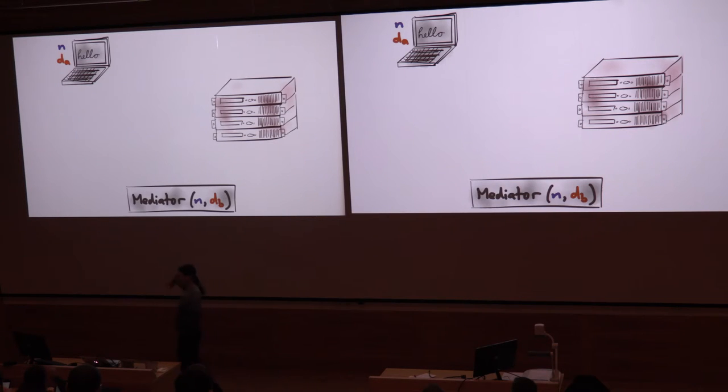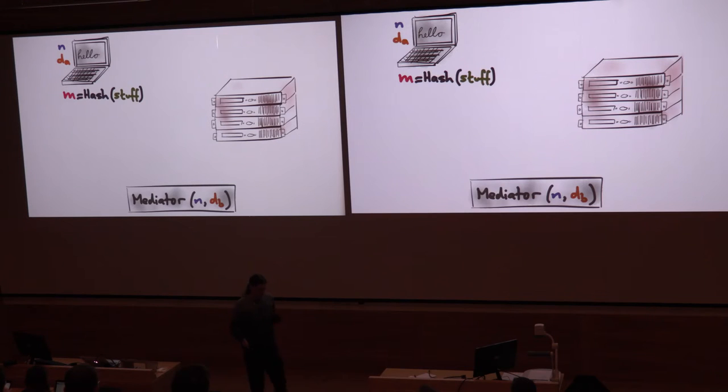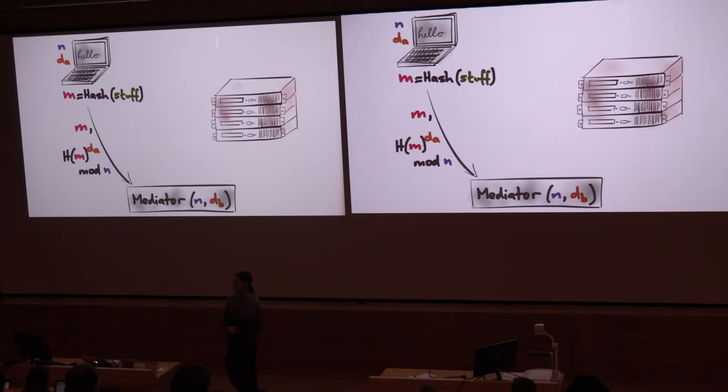So we've got this three-party setup again, and as before, we're going to calculate M, which is the hash of the stuff we want to sign. But now to authenticate the request to the mediator, it's not only going to send M to the mediator, but also a hash of M to the power DA, mod N. So this can be any hash function now, as long as we trust that hash function to not be reversible.